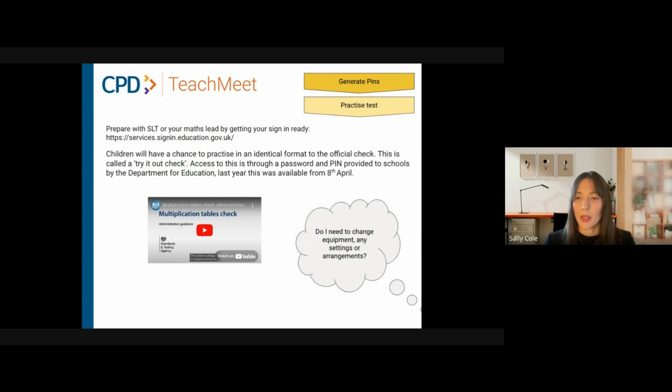So like we said, last year, you had access to this gateway from April. To do the try it out check, you will need to generate a new PIN each day for the children, and also in the test period you will need to generate a new PIN each day. So yeah, don't just think, I've generated the PINs, oh, I'm really organized, I'm ahead of time, great. You will actually need to do it on the day, so fingers crossed those photocopies hold up out for you.